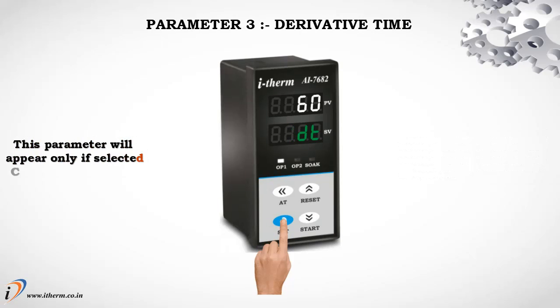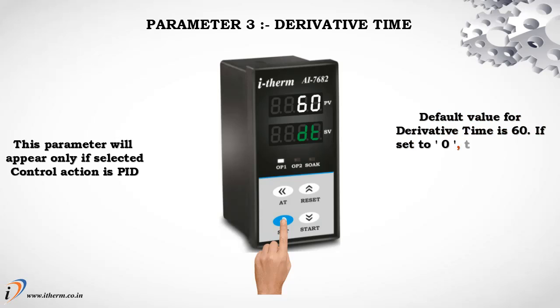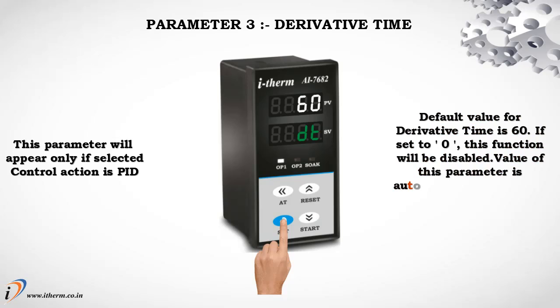Parameter 3, Derivative Time. This parameter will appear only if selected control action is PID. Default value for derivative time is 60. If set to 0, this function will be disabled. Value of this parameter is automatically set by auto-tune function.